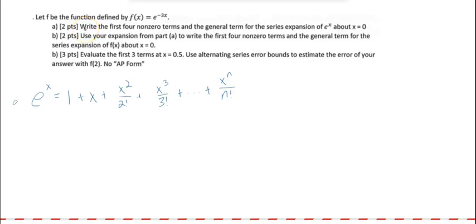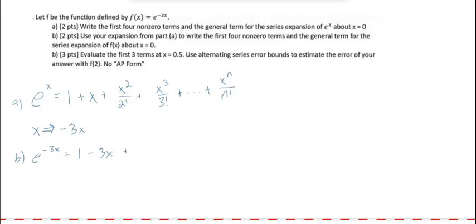All right, so we've done part A. Good, way to go. All right, part B. Use your expansion from part A to write the first four non-zero terms and the general term for the series expansion of this thing right here about x equals 0. So we're doing the same thing. Instead of having e to the x, we want e to the negative 3x. So everywhere there's an x, we need to change it over to a negative 3x. So for part B, we get e to the negative 3x is equal to, all right, I still get a 1. That doesn't change. And then I get minus 3x because that replaces the x.